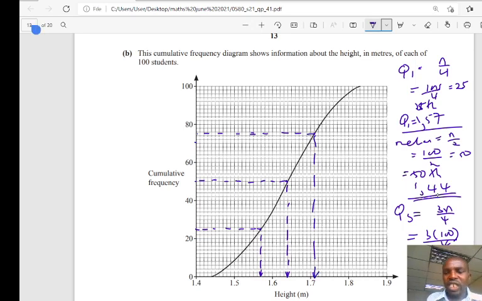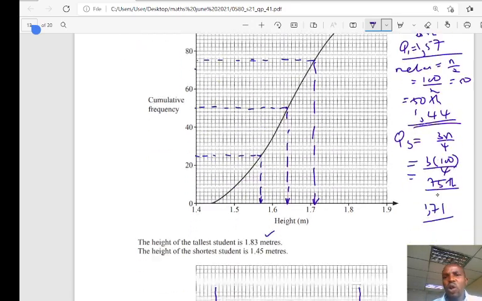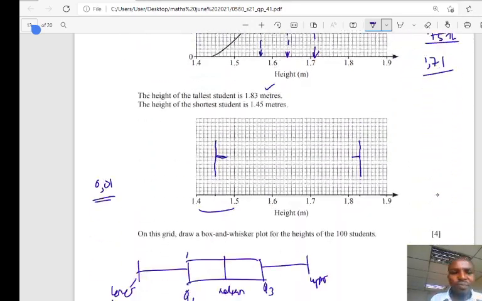Right? It's 1.71. 1.71, that is the upper quartile. So now let's fill in the lower quartile. 1.57. Upper quartile 1.71.